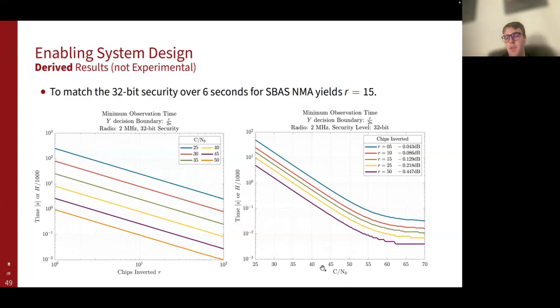On the right-hand side, this is a similar diagram except with C over N0. If I have a specific confidence level on my noise in the system, then I can specify how many chips are inverted before I have certainty. Notice these are inverse relationships. The higher the noise, the longer the integration time needed. The higher the chips inverted, the lower the integration time needed. This is a design element. This is not experimental. This is using the distributions that I've derived.